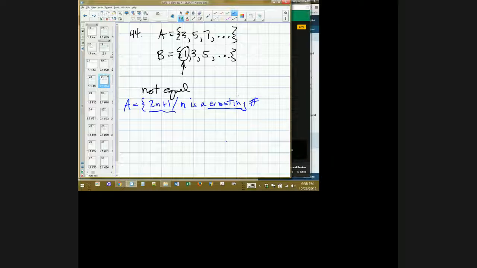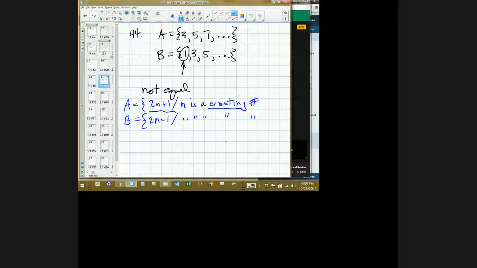But now look at set B. Set B is described this way: 2n minus 1 such that n is a counting number. Those are quotation marks. Even though you can't read the word counting, I just copied it. So take the first counting number now, 1. Multiply it by 2 and subtract 1: 1. So my first number in set B is 1. Do I need to go any further? There's no 1 in set A, so I don't have to go any further. Not equal. To be equal, they've got to have the exact same contents.